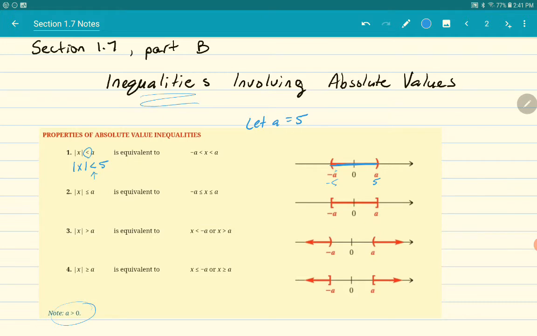Now what if I go to the next one and I get absolute value of x is less than or equal to a? Well, it could still be less, it could still be 4 or 3 or 2 or 1 or -1 and -2. That distance is still within 5 units of 0. Oops, that should be a 5. But now, since it has an equal sign, it could also be exactly 5 units away, or a units away.